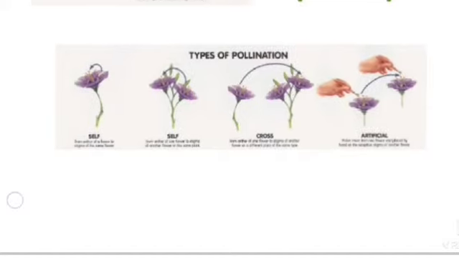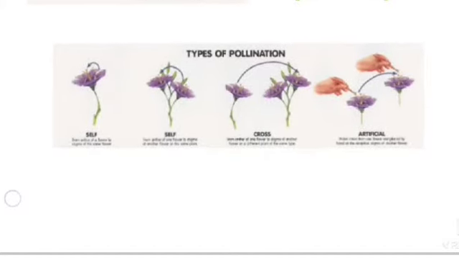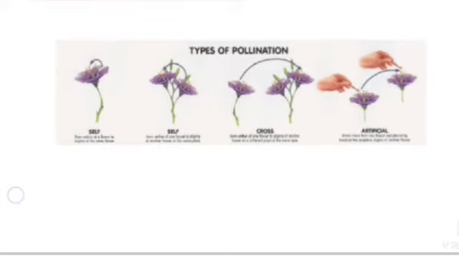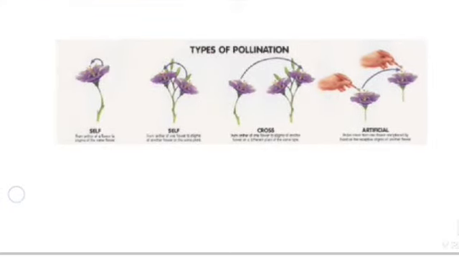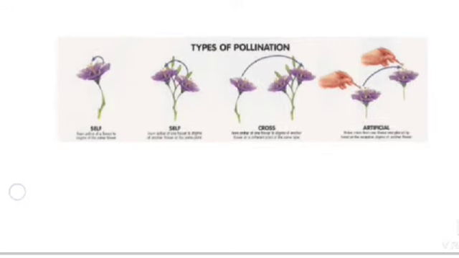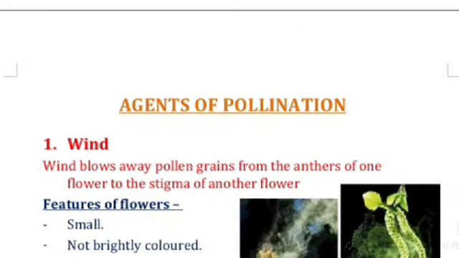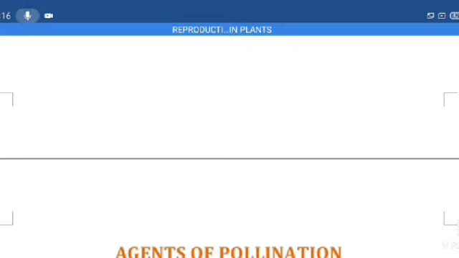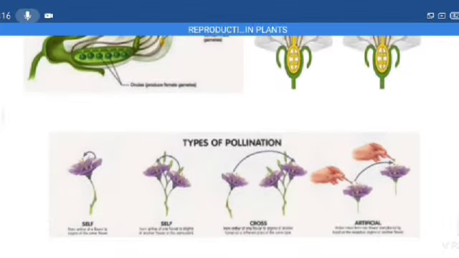Types of pollination. Self: the same plant is fertilized by itself. Another is cross-pollination: one plant crosses with another with the help of insects, birds, wind and some animals. The other one is called artificial. This is man-made, using artificial methods such as hybridization techniques.